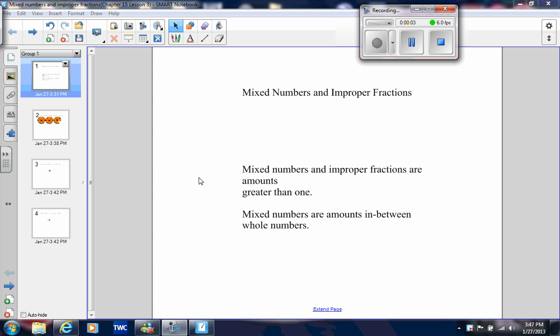It's time for us to study mixed numbers and improper fractions. Mixed numbers are amounts that are in between whole numbers, and improper fractions and mixed numbers are both greater than 1. So just regular fractions are going to have numbers that are amounts that are less than 1, and improper fractions and mixed numbers are always greater than 1.